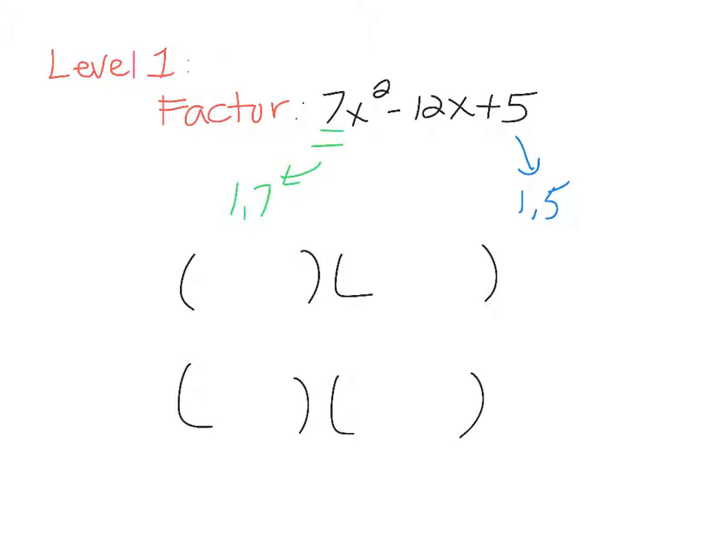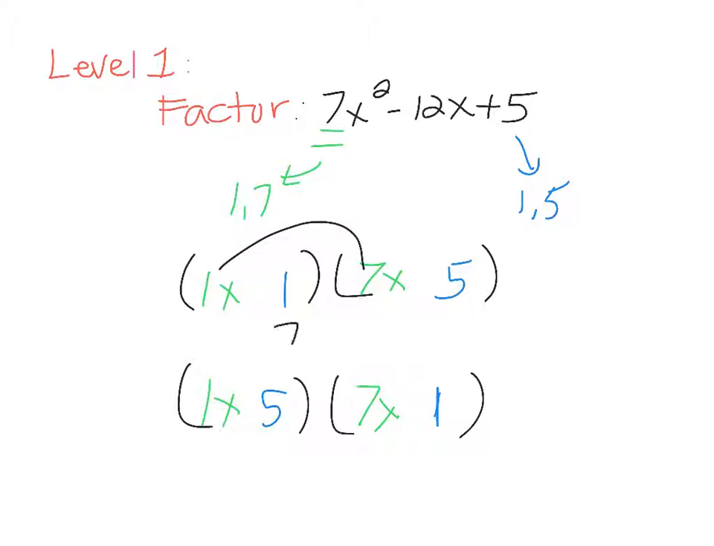So it could have been 1x and 7x. And then maybe it was the 1 and the 5. Or maybe it could have been the 1x and the 7x, but maybe the 1 and the 5 were switched around, so maybe it was the 5 and the 1. So what we're going to do is just we're going to have to test.